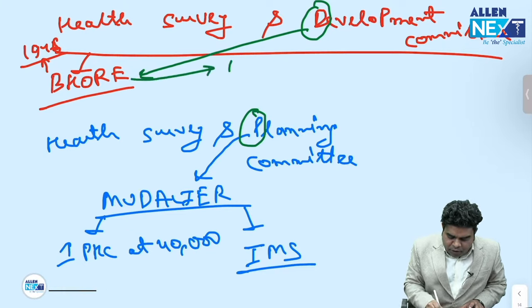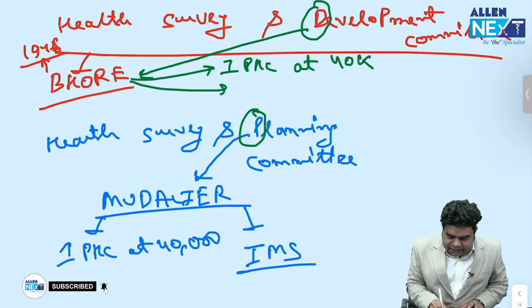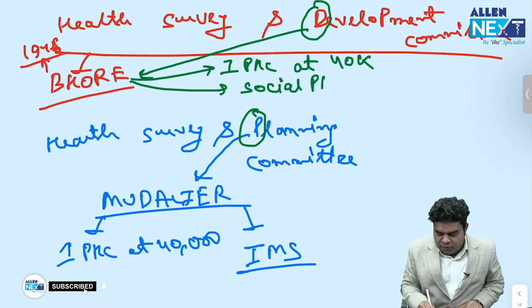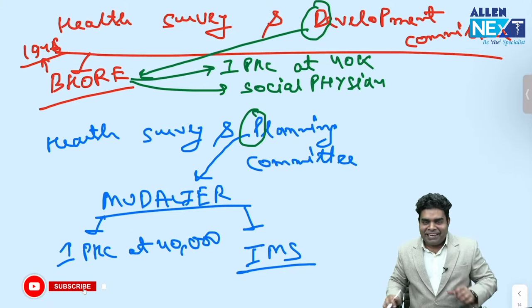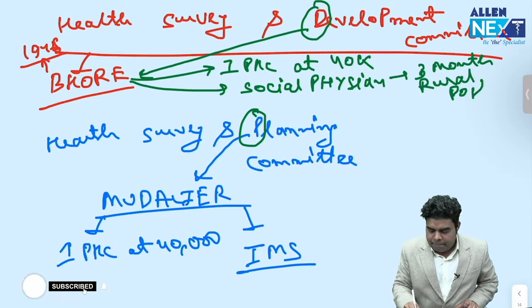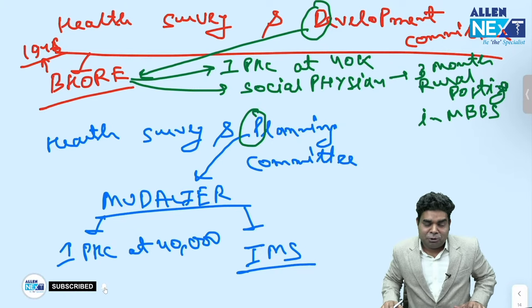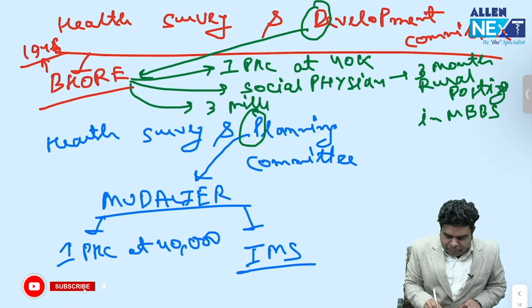Bhore also said one PHC at 40,000. Bhore said that we need social physician, not just doctor. We need such a doctor who can eat from the villager's plate, who can participate in village meetings. And that's why he started 3-month rural posting in MBBS, so that they can understand the root causes of disease and become social doctors. Last one thing he said is the 3 million bed plan.